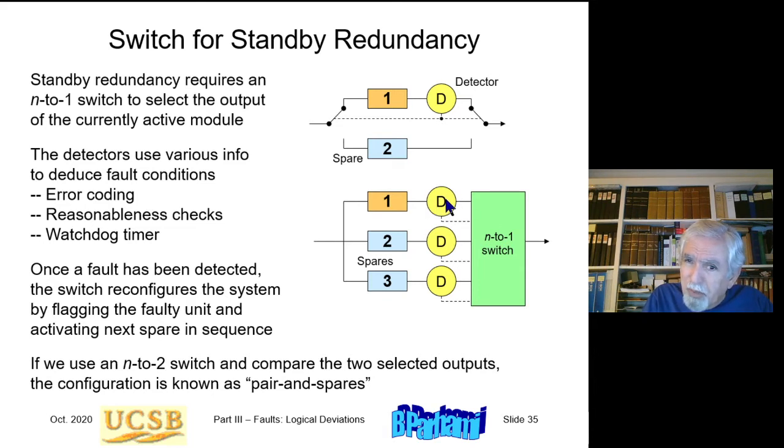Initially, it is this output that is forwarded, but then if this detector detects a problem in this unit, then it signals this problem to the switch, and the switch basically moves on and next will forward this signal to the output. Okay, and then once that one also is detected to be faulty, we move to the third one. So this switching here is electronic, not mechanical as suggested here.